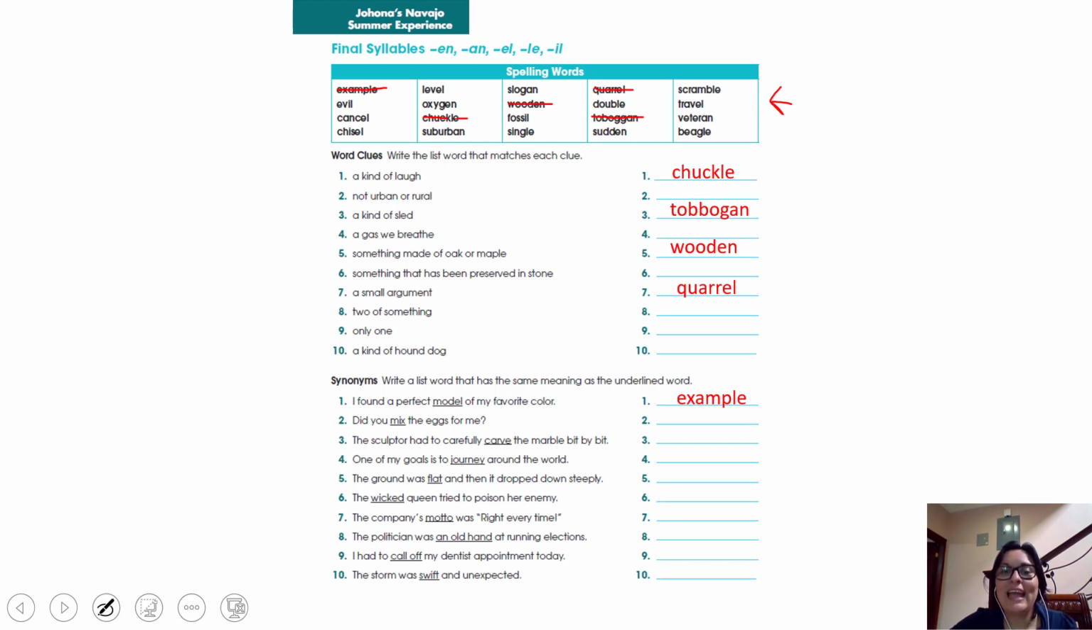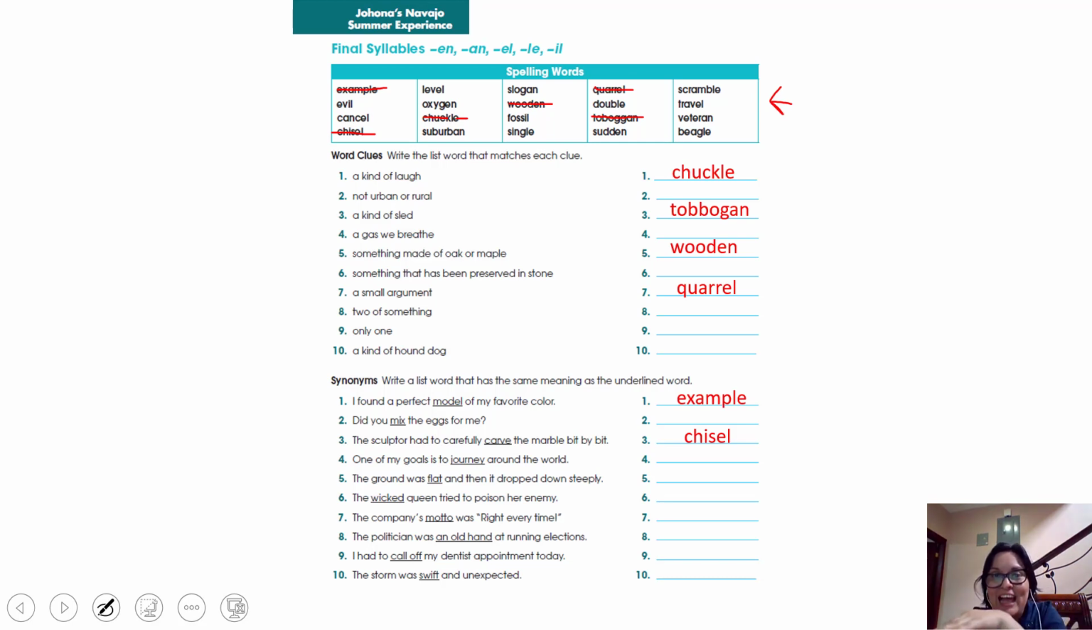The sculptor had to carefully carve the marble bit by bit. You just saw that word in the vocabulary. So what do you use instead of carve? Another word that is the same as carve, a synonym. To chisel. Excellent. To chisel. So let's cross the word chisel and let's continue with number 5.